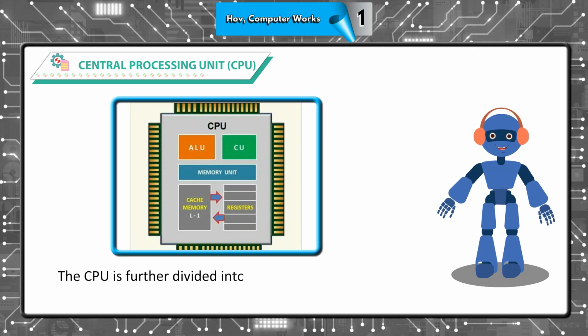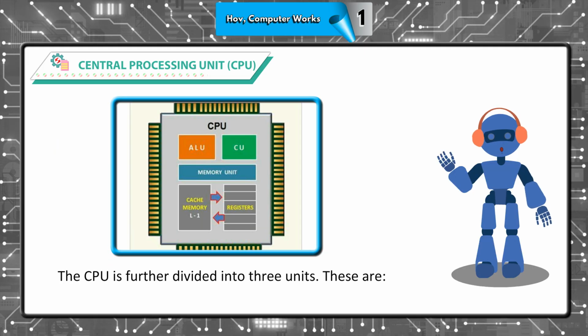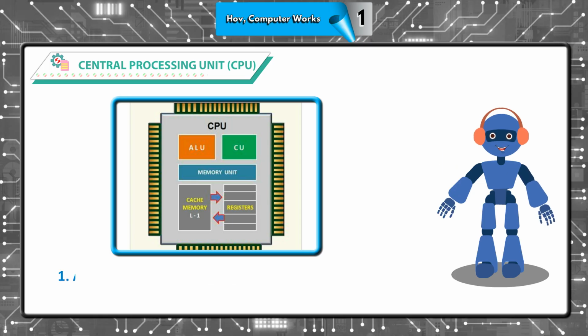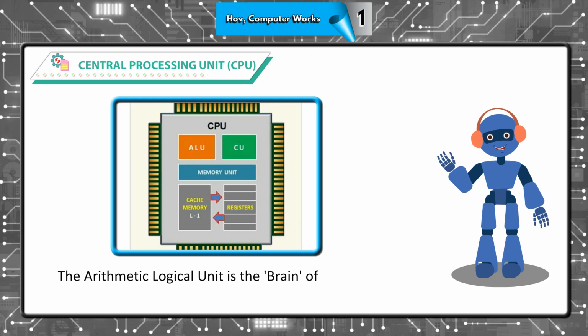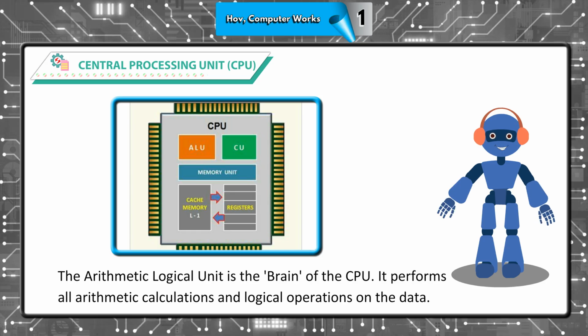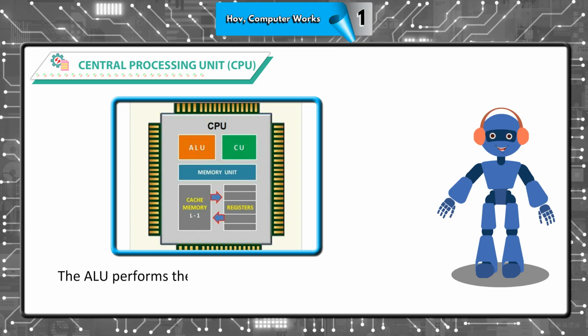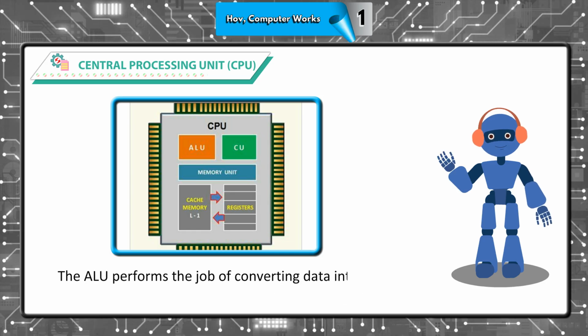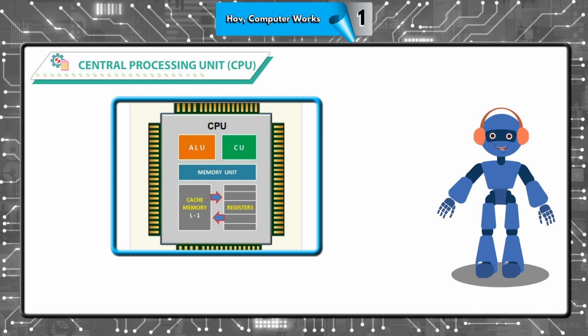The CPU is further divided into three units. These are: 1. ALU, Arithmetic Logical Unit. The Arithmetic Logical Unit is the brain of the CPU. It performs all arithmetic calculations and logical operations on the data. The ALU performs the job of converting data into information.